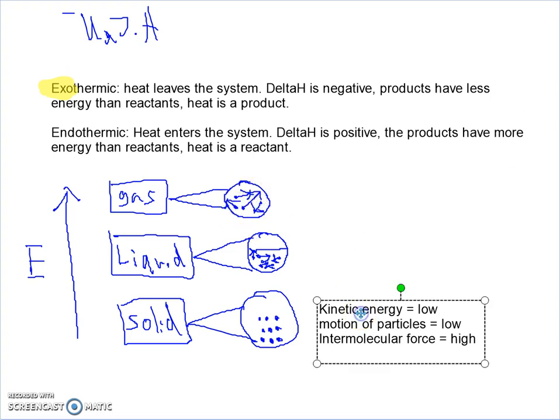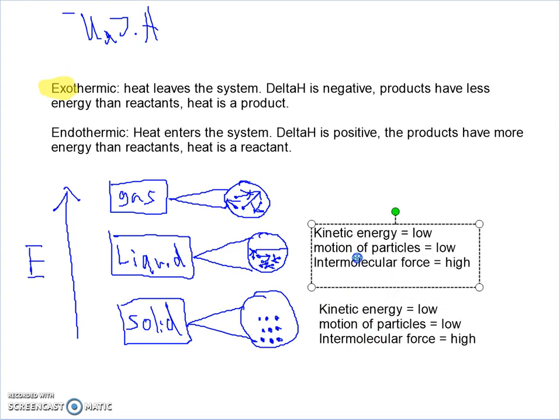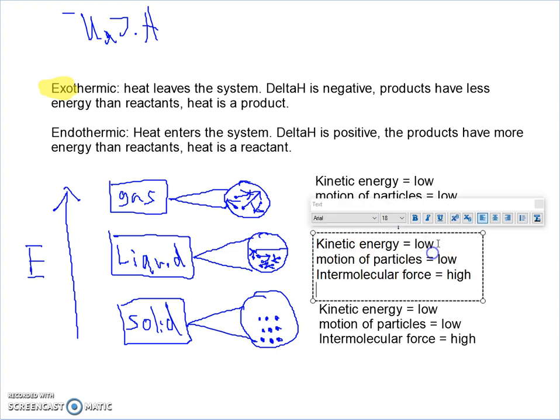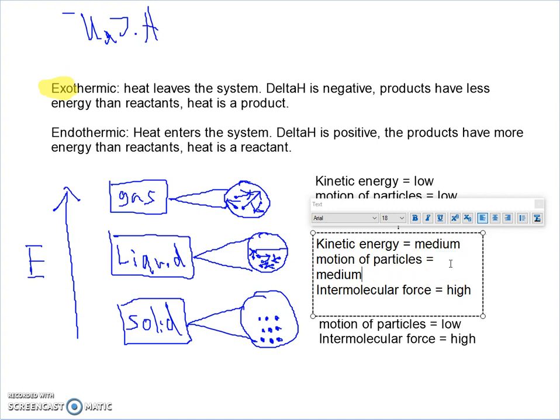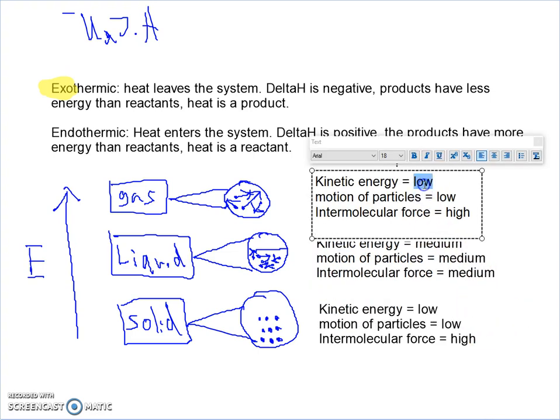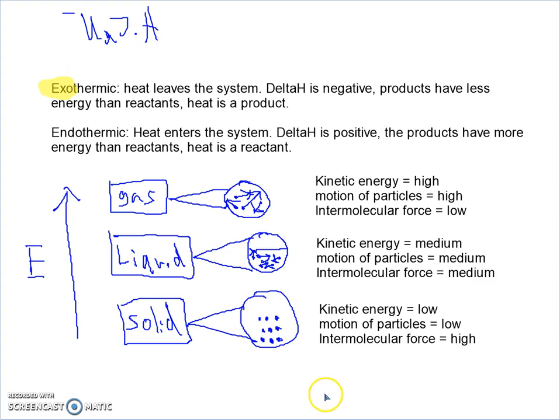Okay. So let's do these same three for these ones. So I'll have to change my answers. So for liquid, kinetic energy is kind of in the middle. Motion of particles is kind of in the middle. And intermolecular forces is kind of in the middle. Whereas a gas has a high kinetic energy, motion of particles is very high, and intermolecular force is very low. Because if they attracted each other more, they wouldn't move around as much.